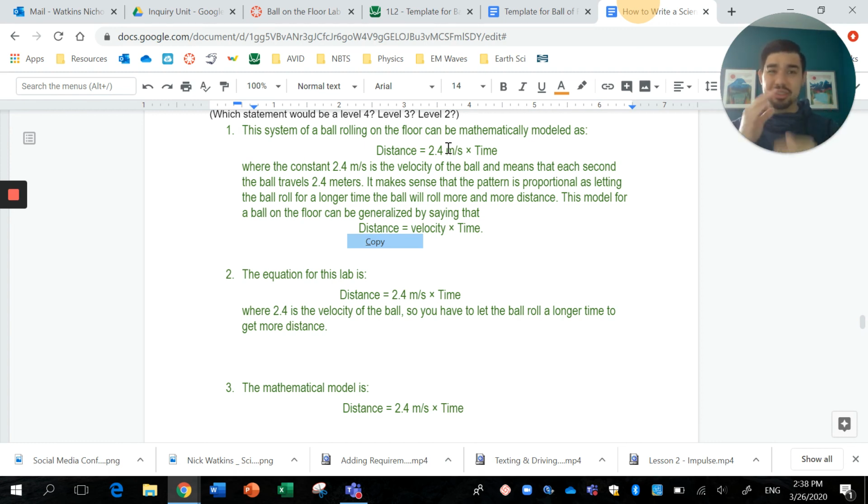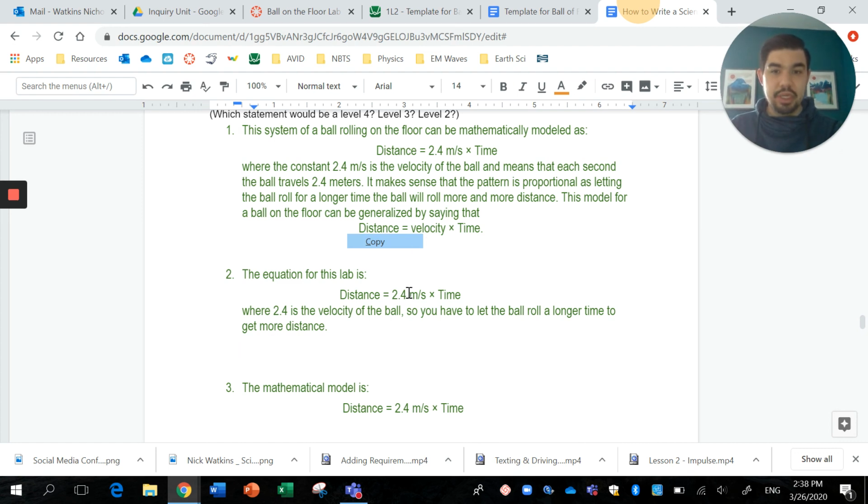It's not about just checking off these boxes. You really want to understand the behavior of our natural world. All right. And then this model on the floor can be generalized by saying that in general, distance equals velocity times time, right? And velocity will be different depending on what the system is, but we can always figure out our distance by multiplying velocity and time.